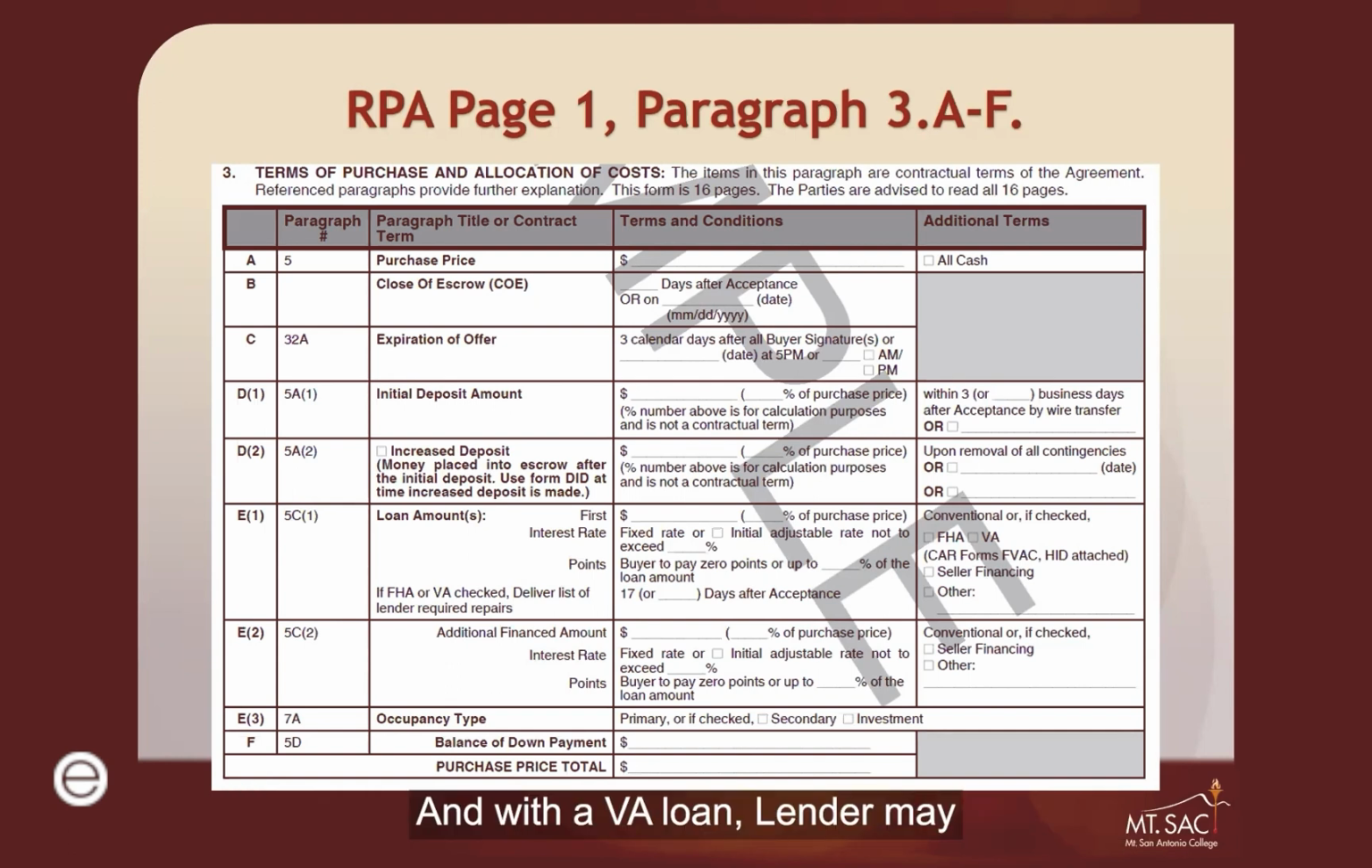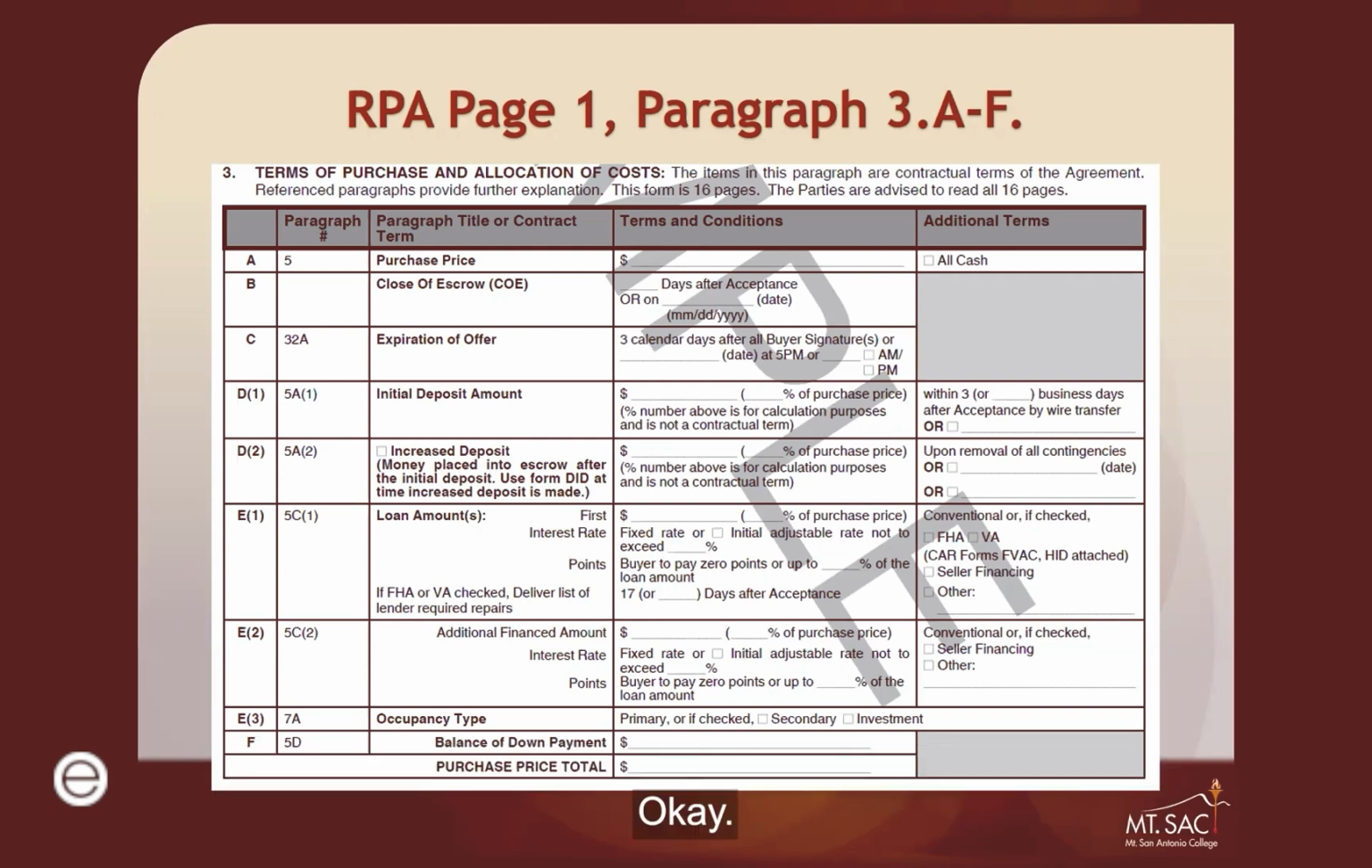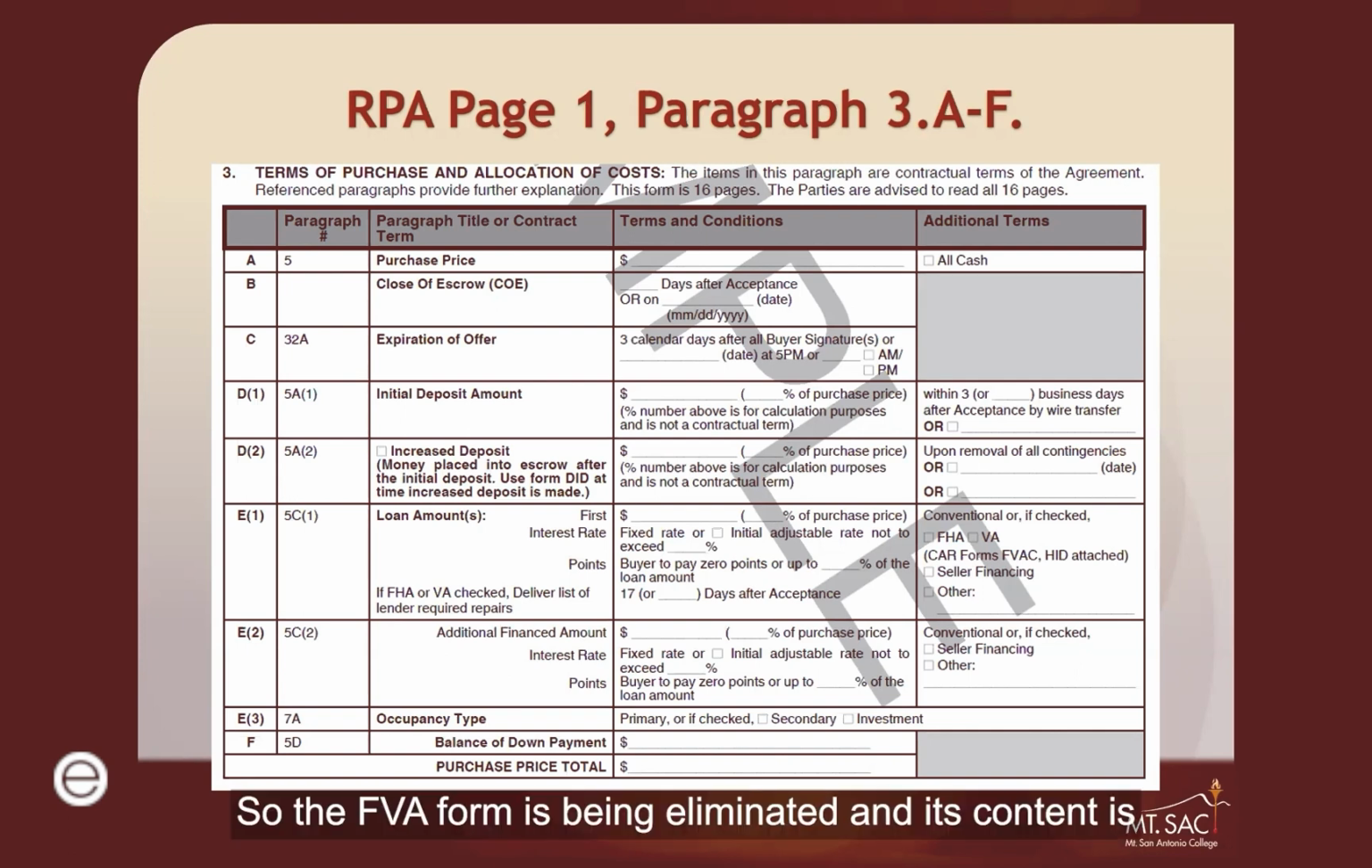And with a VA loan, the lender may require the seller to pay some costs, right? That's kind of like a request for repairs too. So the request for repairs form is being updated, and it's going to have a section in there to address FHA and VA repairs and financial contributions from the seller. CAR decided, why do we have two forms that essentially do the same thing? So the FVA form is being eliminated, and its content is going to be adapted to the RR form, the request for repairs.